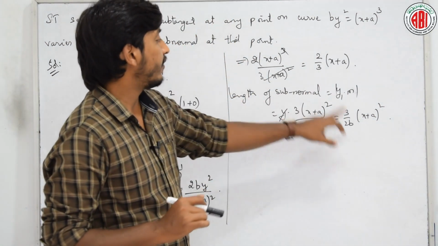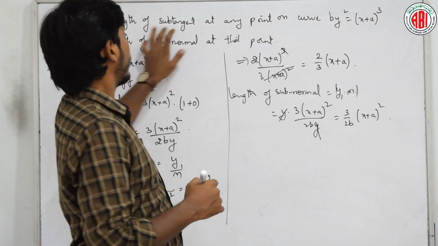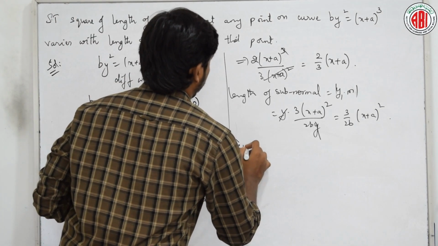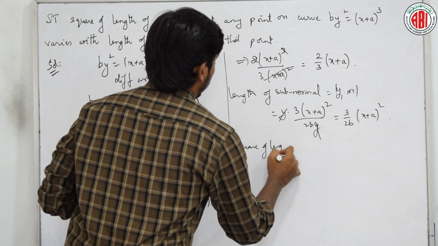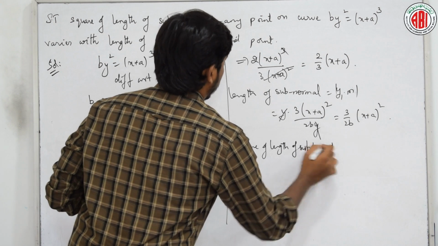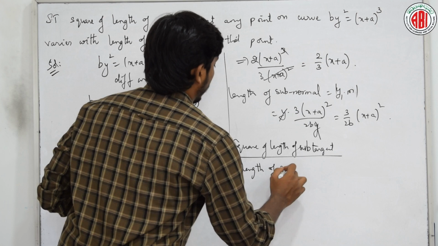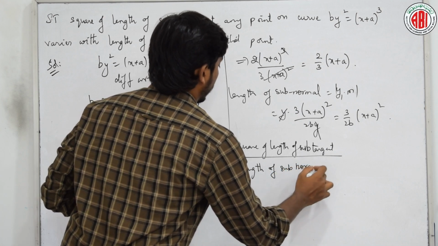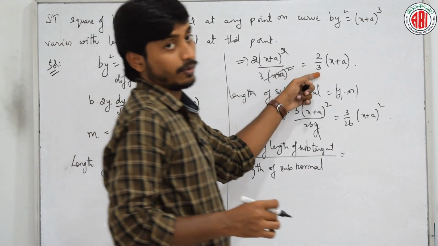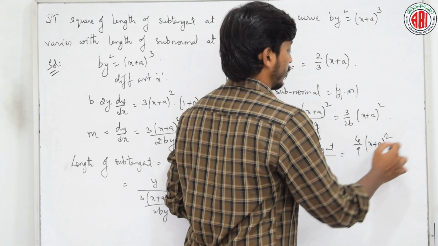Now can we differentiate these both? Tell me. The question is given as square of length of subtangent. Okay, let us do that. The square of length of subtangent. Let us find the ratio of next length of subnormal is equal to, what is length of subtangent? I mean square. This square will be 4 by 9 into x plus a whole square.